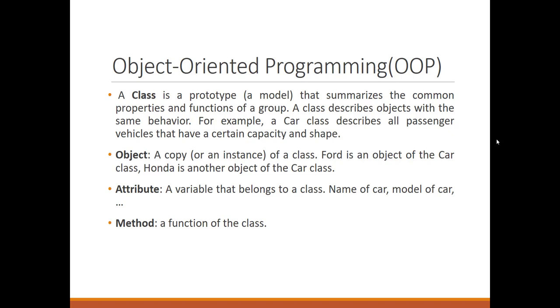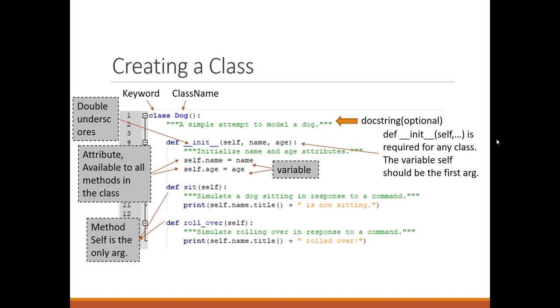Now let's start by creating a class. The keyword class is used to define the class, and then we have the name of the class. You can use a capital letter; that's not required, but it's recommended. So here we have a class of Dog, and you can see there is an open parenthesis, close parenthesis, and then a colon. And then we have a docstring, which is an optional thing.